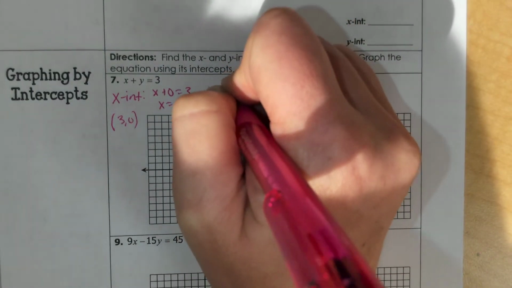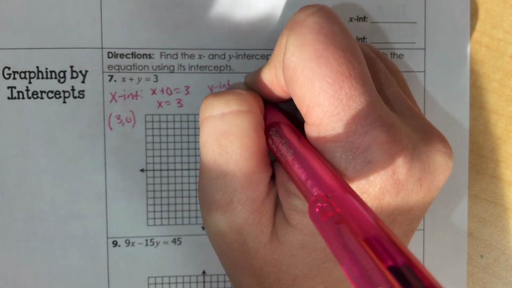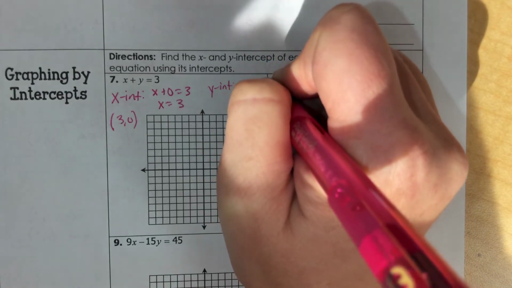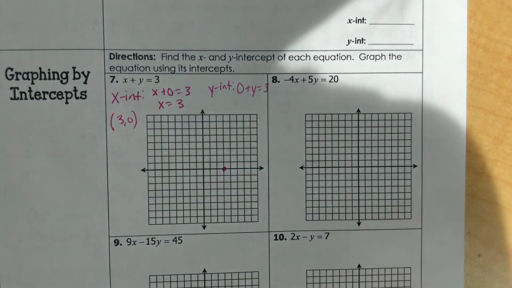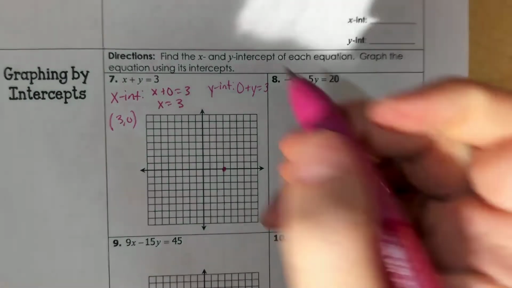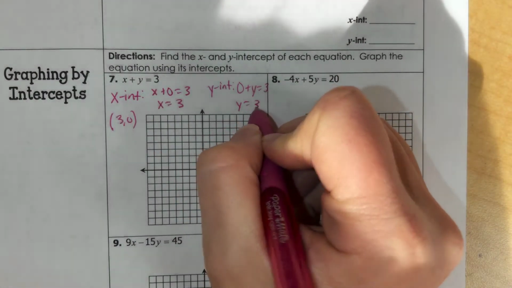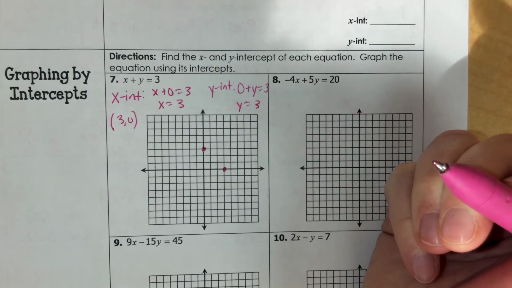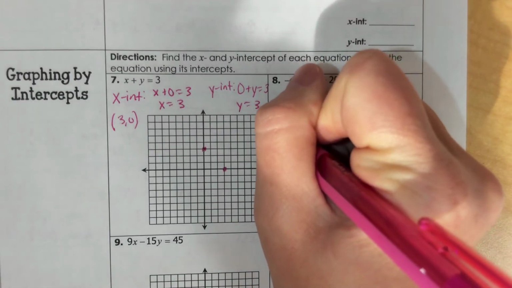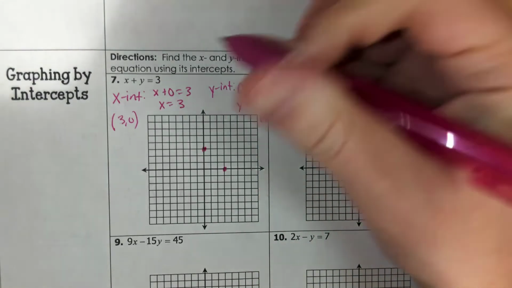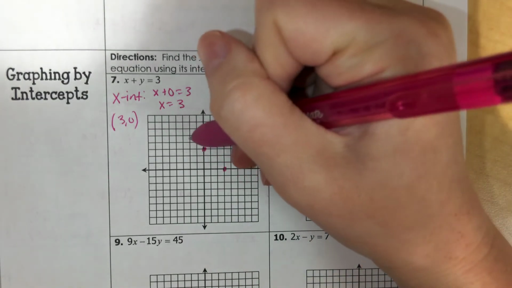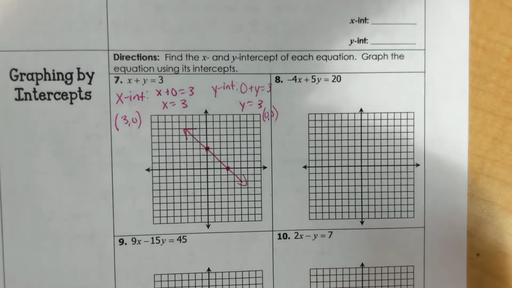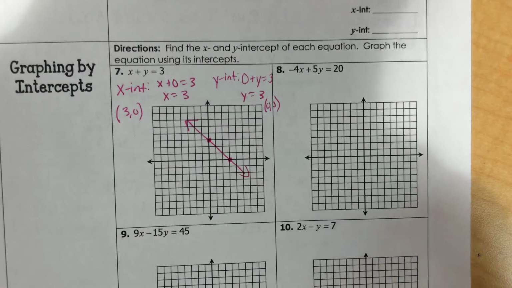And then y-intercept, we have x is 0 plus y is equal to 3. And so we end up with y is equal to 3 on this one as well. So we have a y-intercept here of 0, comma 3. And so here I have 2 points, and I can line those 2 points up and make that a continuous graph.